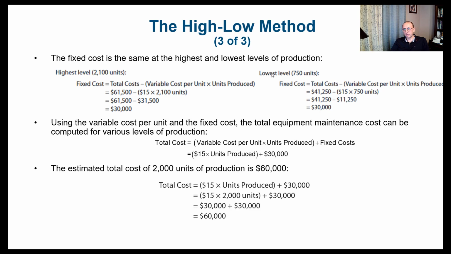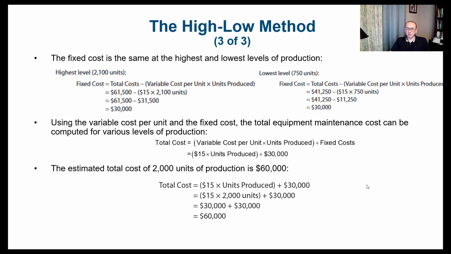If we decide to go with the lowest level, same thing, same model: total cost minus, between parentheses, variable cost per unit multiplied by units produced. Make sure that you do these separately. So we get 41,250 minus, and then we open a bracket, 15 multiplied by 750. So it's 41,250 minus 11,250, which will give us, again, the 30,000. So that's our fixed cost.